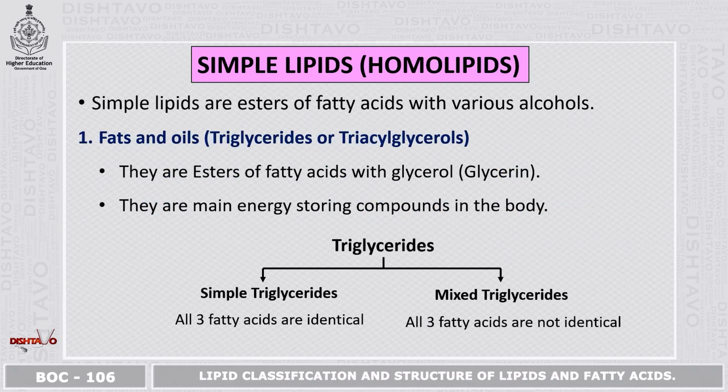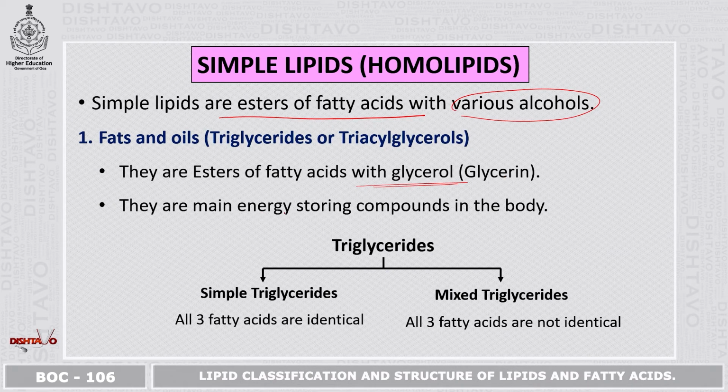So, let us start. First one, simple lipids. Simple lipids are sometimes also referred to as homolipids. Simple lipids are the esters of fatty acids with various alcohols. Under fats and oils, the first one we have is triglyceride or triacylglycerol. These are the esters of fatty acids with glycerol or glycerine.